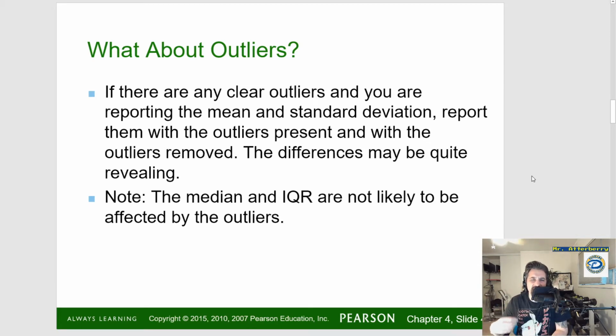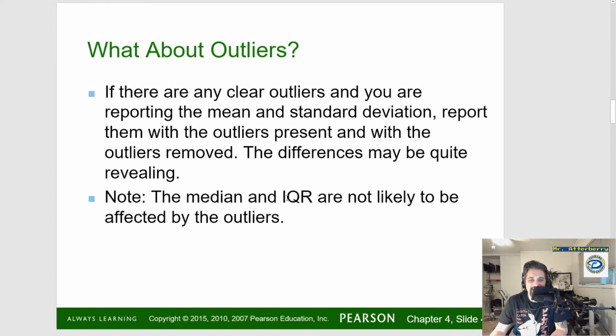Just make sure you're clear on how you would write that. You would say mean with the outliers, standard deviation with the outliers. Okay, without the outliers, here's your new mean and standard deviation. Sometimes you want to work with one, sometimes you want to work with the other. It's just nice to have both accessible.